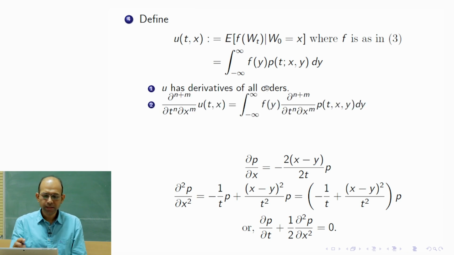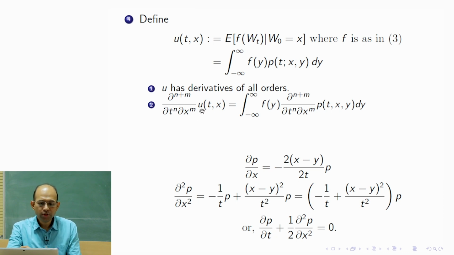Next is the computation of the partial derivatives. How does the partial derivative look like? The partial derivative of u can be computed by taking these partial differential operators inside the integration. So it is equal to the integral from minus infinity to infinity of f(y) times del n plus m by del t n del x m of p(t, x, y) dy. So this is allowed. These are the properties, and we are going to see the proof of this.